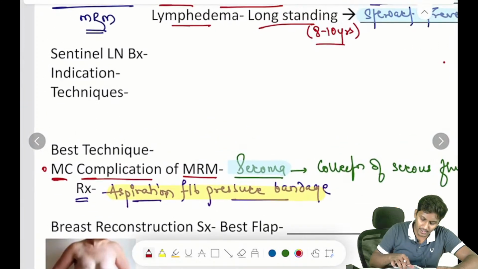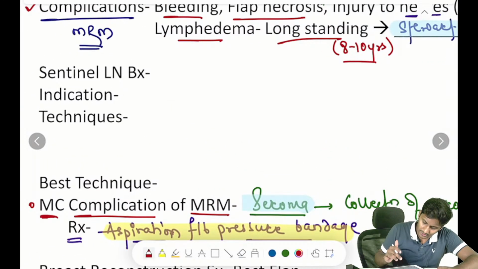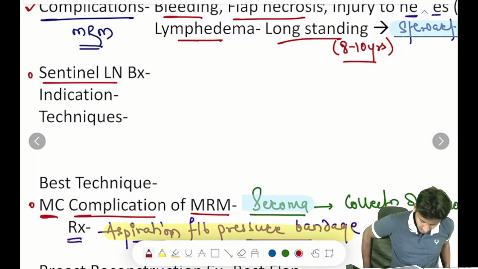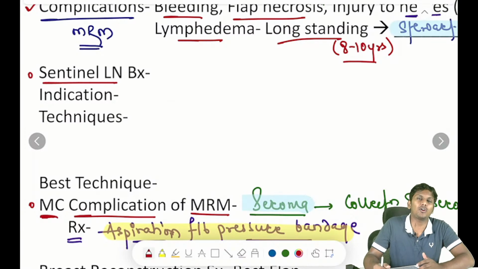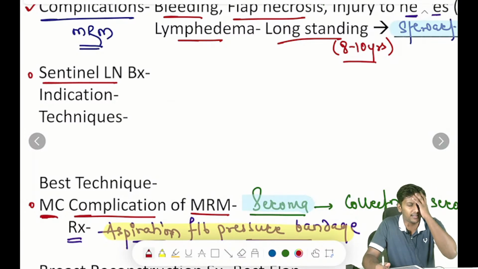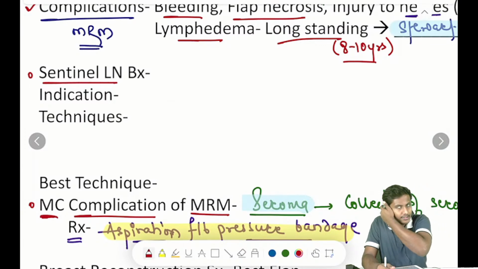what is the sentinel lymph node? सबसे पहले तो what is a sentinel lymph node? So you have to remember that sentinel lymph node is nothing but the first draining lymph node of a cancer. सबसे पहली lymph node जिसमें वो कैंसर जाके ड्रेन कर रहा हो उसको बोला जाता है sentinel lymph node. Okay, the first draining lymph node of a cancer is known as a sentinel lymph node.